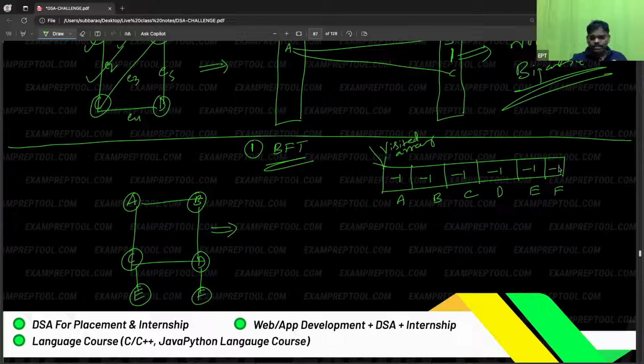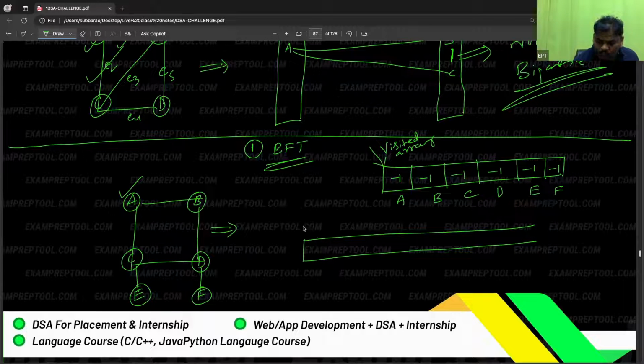So now start with A, right? I'm starting with A. According to the BFT algorithm, if you start with any vertex, keep that person inside the queue. BFT uses a queue data structure. So I kept A inside the queue. But remember, before keeping A, ask what is the color of A.